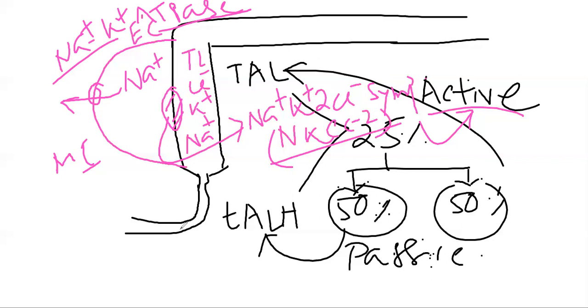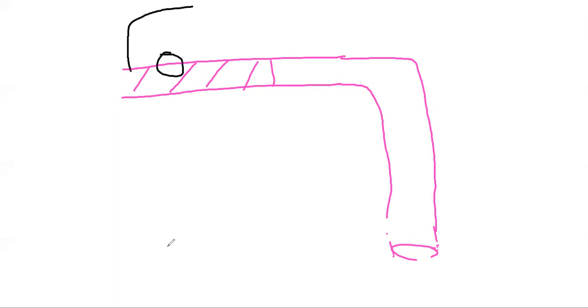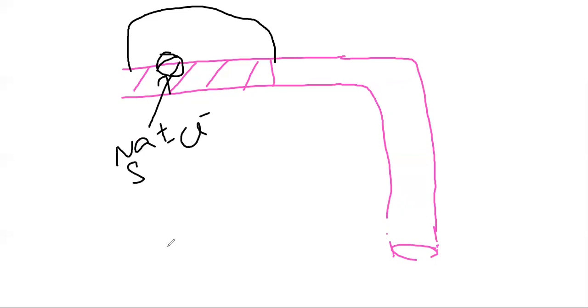Next, we shall discuss the early part of the DCT as well as the late part of the DCT and collecting duct. So again, we have to draw this. This is the early part of the DCT. So here the pump or channel which is present is known as the sodium chloride symporter. So this is the epithelial cell again, and this is known as the sodium chloride symporter.